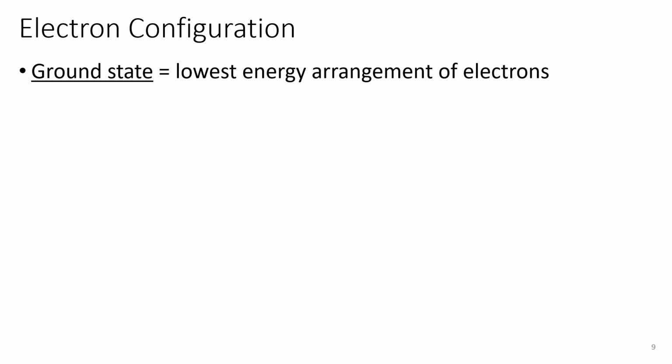So I also want to quickly review electron configuration. Remember, electron configuration is our notation that defines for us all of the electrons that are found around the nucleus of the atom and their location, so which orbitals they are found in. So with electron configurations, we are most often going to consider the ground state. The ground state is the lowest energy arrangement of all of the electrons.